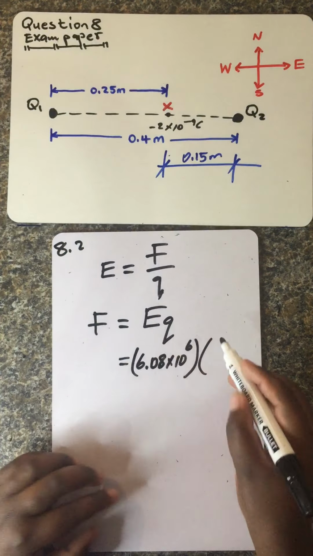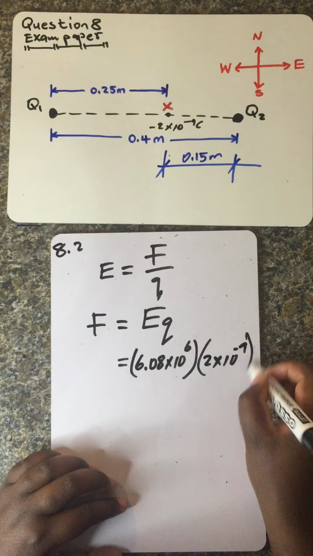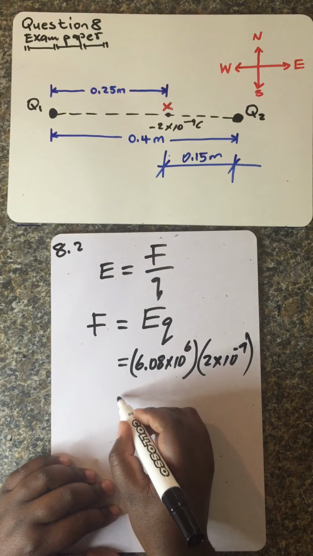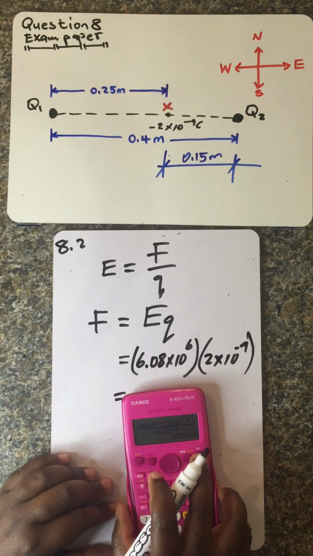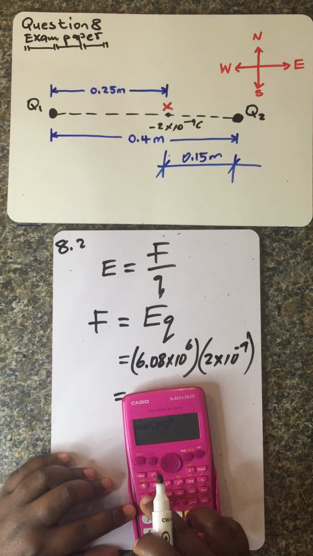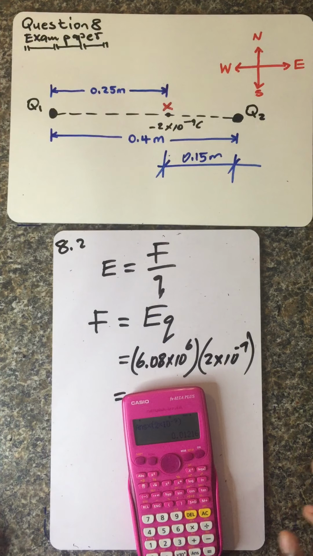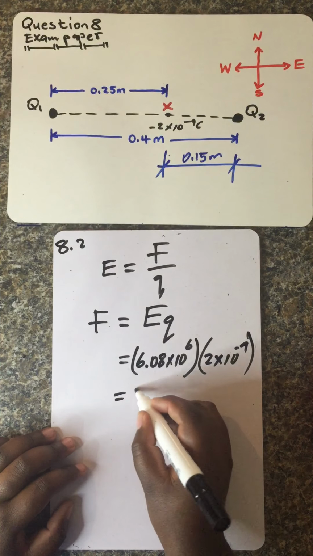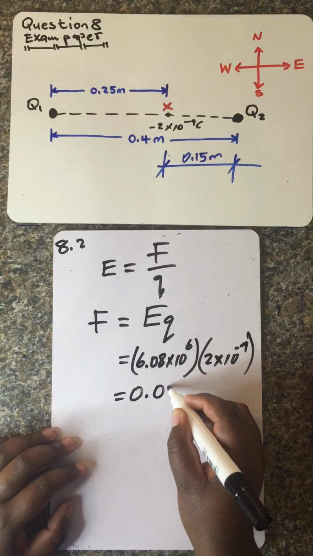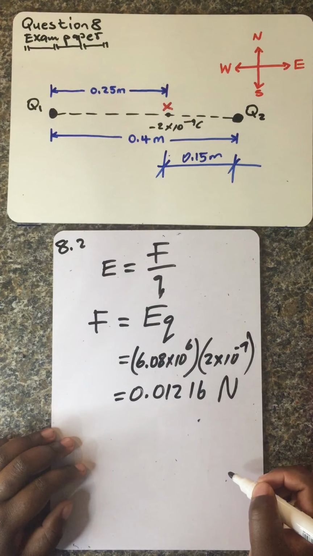Let's now have a look. When you substitute it there, it's 2 times 10 to the exponent negative 9 coulombs. Then you can just multiply by the 2, 2 times 10 to the exponent negative 9, because I already had the answer. Then I close the bracket. Let's see what answer I get. I'm getting this number. I'm not sure if you're also getting the same number. 0.1216. Obviously, it's Newton because it's a force.